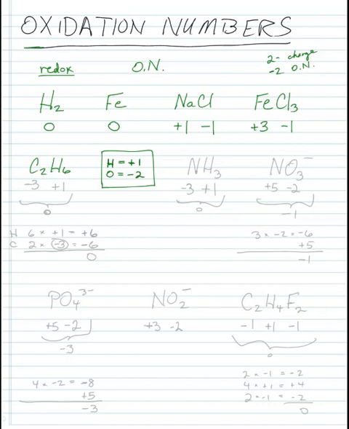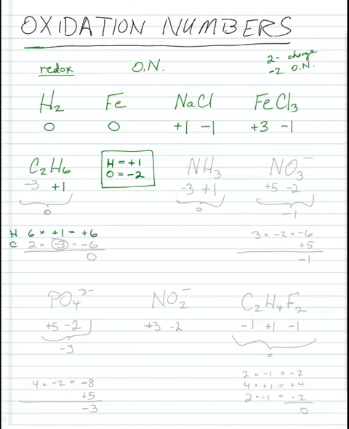Oxygen is almost always a -2. It's not in peroxides and it's not in superoxides, but we don't run into them very much either. So we're going to, in general, just go with hydrogen's a +1, oxygen's a -2. So let's put in the hydrogen. It's a +1. There are 6 +1s. So 6 times +1, that's for the hydrogen. That's going to equal a +6, right?